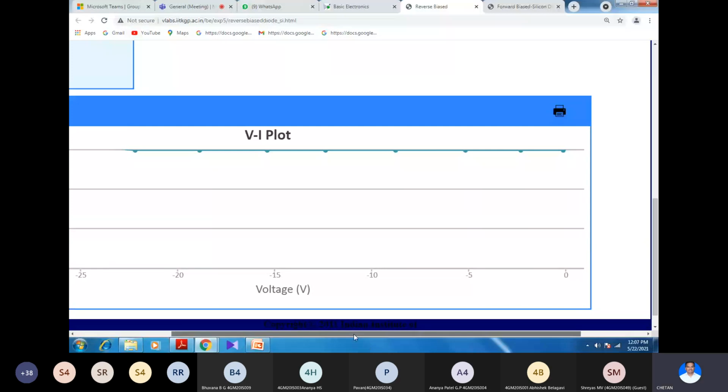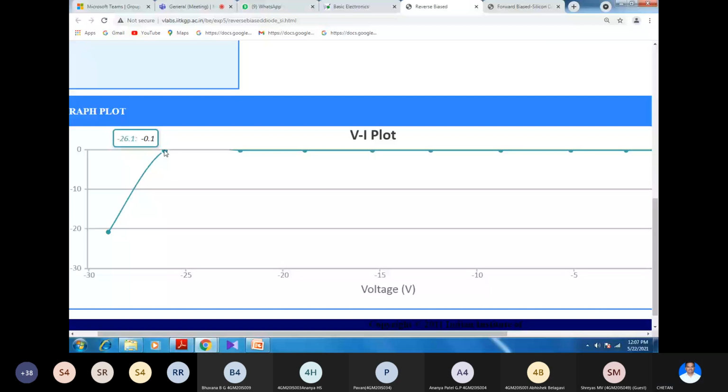So beyond this minus 26, right? This is the breakdown. You can see the breakdown. The voltage is minus 29. So there is a sudden increase in current in the reverse direction. So this is how the diode will behave in the reverse biased condition. There is a sudden increase in current when the reverse voltage goes beyond the reverse breakdown voltage.